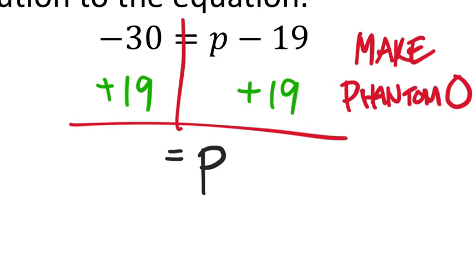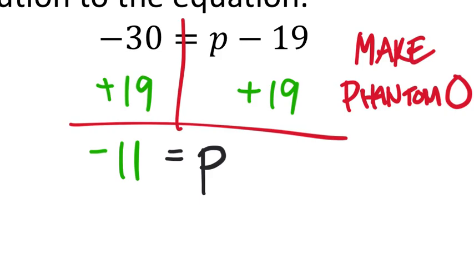Pretty much what we do is we treat phantom 0s like we do people that are 0s. We just ignore them, okay? I'm not saying you should, but that's what we do. So negative 30 plus 19, what do we get out of that? I get negative 11. How do we get that? Just doing the calculator. Negative 30 plus 19, boom, got it.